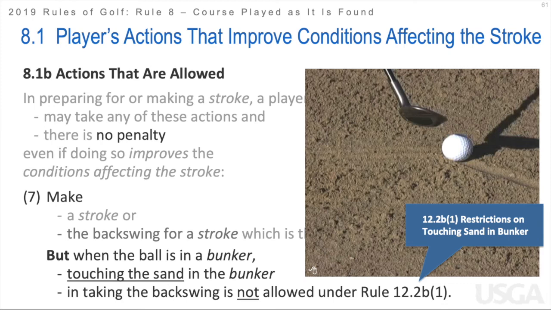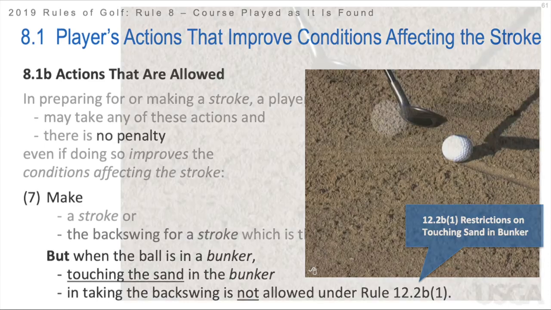And we have a little video to see here. It's, again, just watch closely. You'll notice on the backswing they kind of drag the club along the sand, and that is a penalty situation.